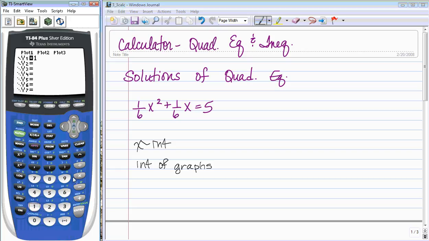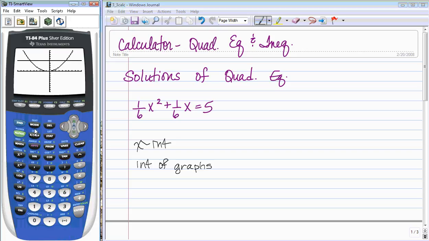So I'd have to enter 1/6 x squared plus 1/6 x, and then that is equal to 5. And so if we graph that, and I'm in the standard viewing window, maybe I'm not in the standard viewing window, let me reset that. Okay, there we go. We see that we have two solutions.